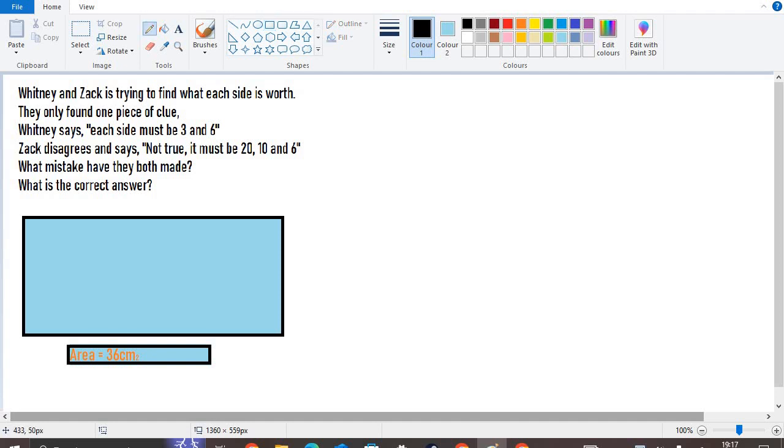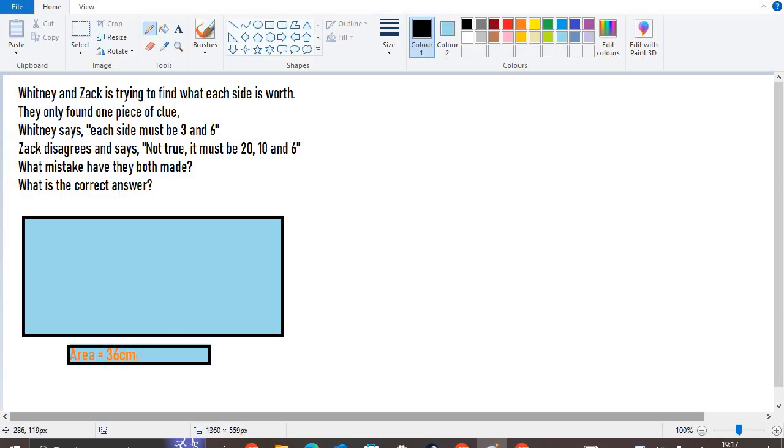Whitney and Zach are trying to find out what each side is worth. They only found one piece of clue. Whitney says each side must be 3 and 6. Zach disagrees and says, not true, it must be 20, 10 and 6. What mistake have they both made? And what is the correct answer?